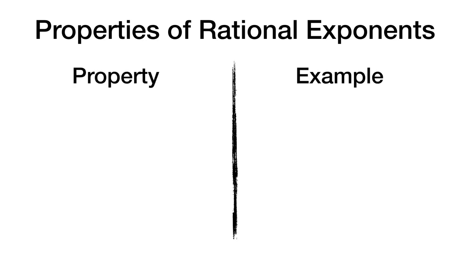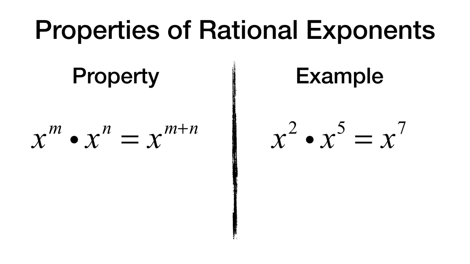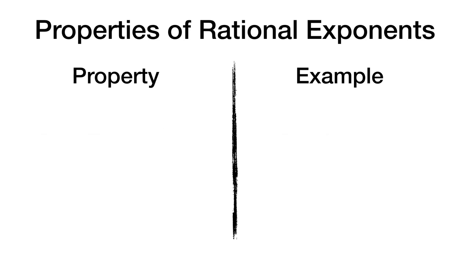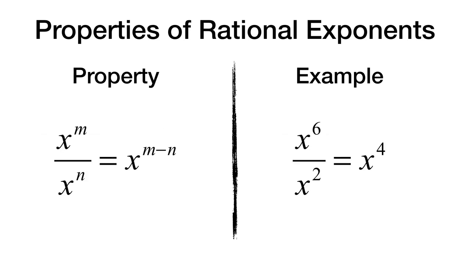Okay, so now we're going to talk about some properties of rational exponents. Here's each time a property and example. Our first property, if I say x to the m times x to the n, it's going to be where we add. So x squared times x to the 5th is x to the 2 plus 5, 7. So x to the 7th. On the other hand, if I divide, I subtract. So x to the 6th divided by x squared, we're only going to have x to the 4th.